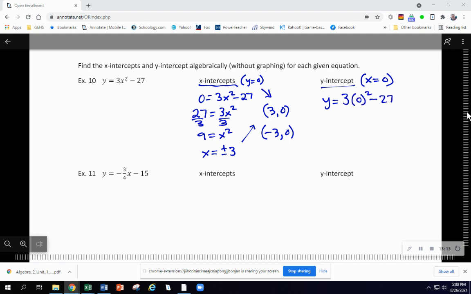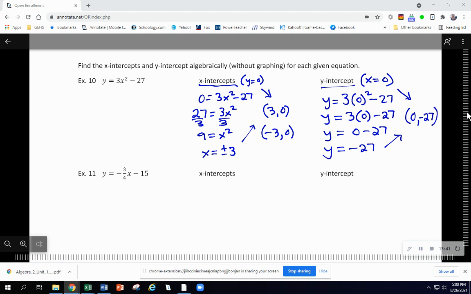Our order of operations says to do exponents first, 0 times 0. Then I do multiplication next, 3 times 0. And I'll do subtraction last. So my y equals negative 27, and my x is 0. So it's going to look like this, 0, negative 27.